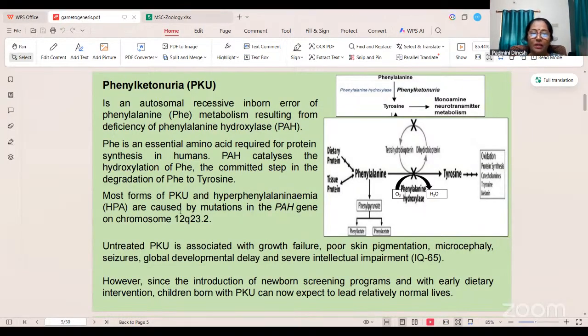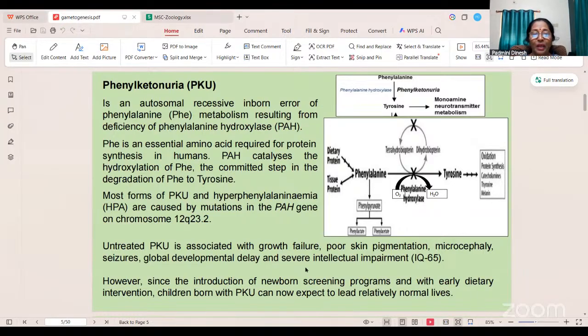Now, what are the expression symptoms that you have when phenylketonuria is in excess? Growth failure occurs, poor skin pigmentation, microcephaly, a small head is called microcephaly, global developmental delay, and severe intellectual impairment. IQ is at 65 over there. So normal IQ is 70 to 150, but here IQ is 65.